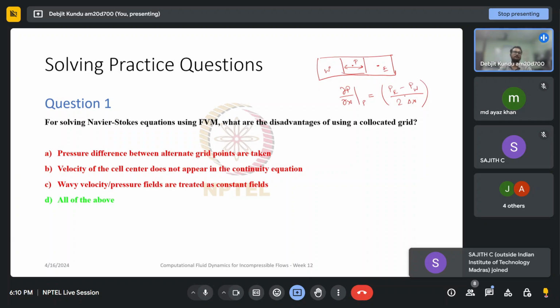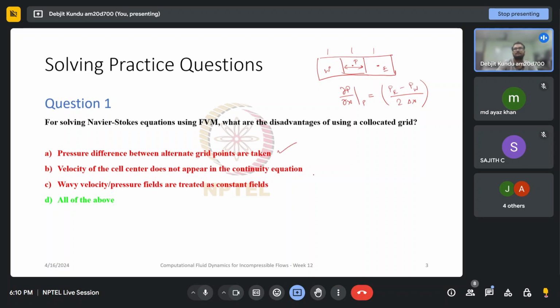So essentially we are losing resolution over here. I had taken points delta x apart, but I have to consider those points which are 2 delta x apart. So whatever mesh I am taking, it's not being fully useful. Only half of it is being useful. So therefore, option A is correct.